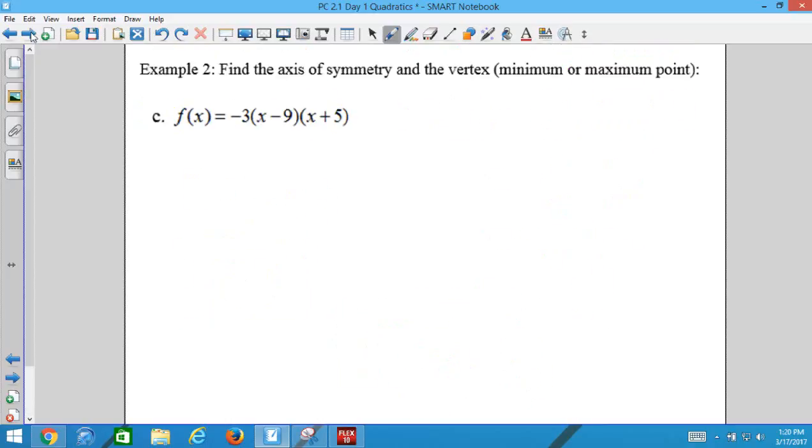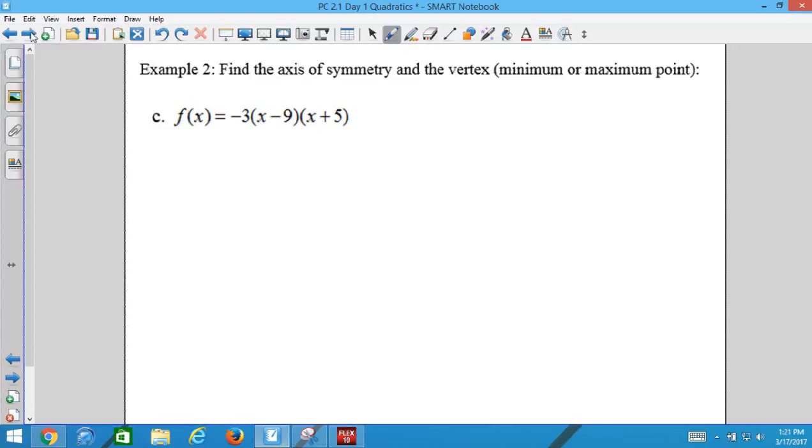Last one is in intercept form, which is like factored already for you, which we've factored a few times this year. We're going to continue to do it. This one's already factored for you. So what we need to do is find the x-intercepts to be able to find the axis of symmetry. So quickly, how do you find x-intercepts?